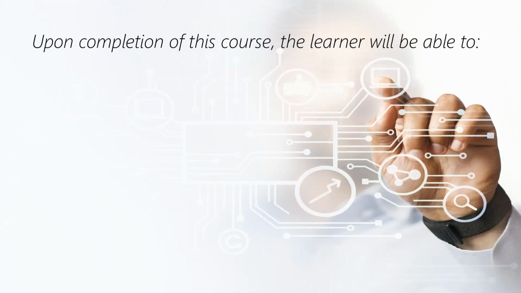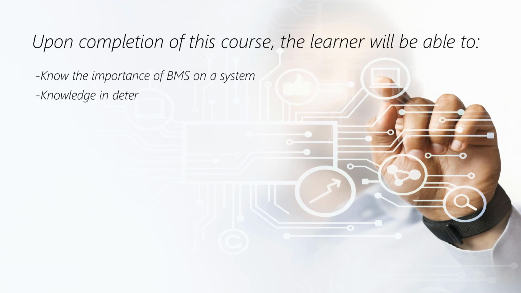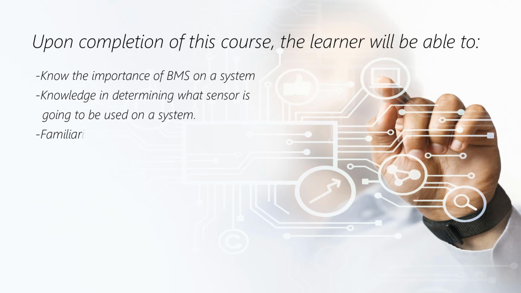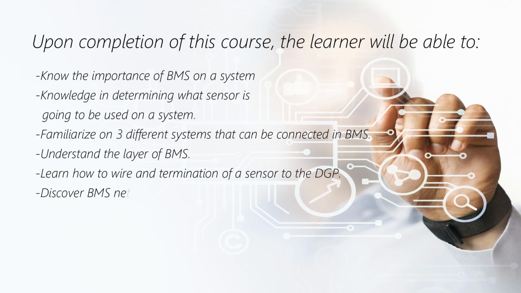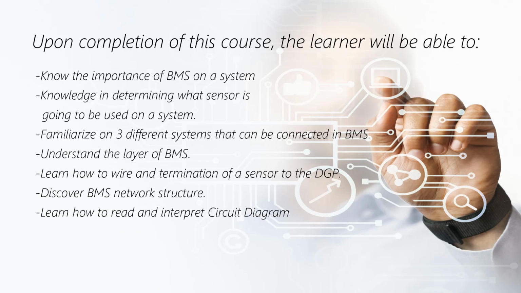Upon completion of this course, the student will be able to know the importance of BMS on a system, have knowledge in determining what sensors are going to be used on a system, familiarize with 3 different systems that can be connected in BMS, understand the layers of BMS, find out how to terminate and wire a sensor to the DGP, identify the BMS network architecture, learn how to read and interpret circuit diagrams, and learn the day-to-day job of a BMS technician or operator.